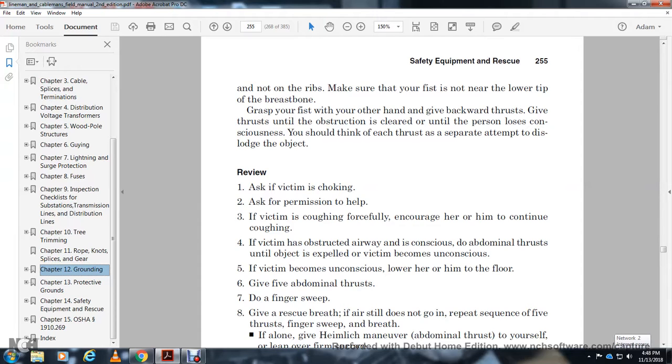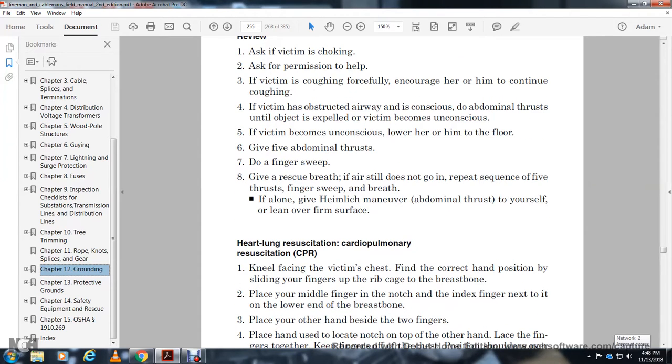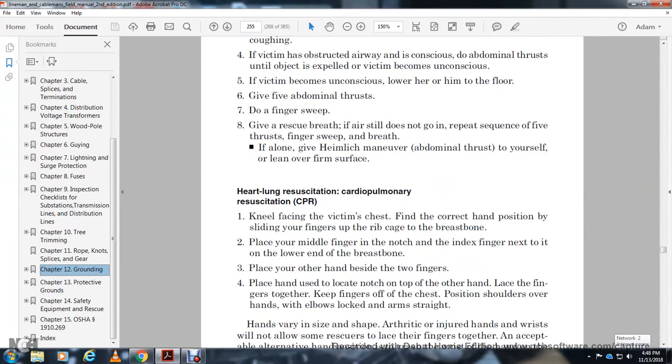Review: ask for permission to help if the victim is choking. Forcefully encourage them to cough, and continue to give abdominal thrusts until the object is expelled. If the victim becomes unconscious, lower them to the floor. Give five abdominal thrusts and a rescue breath. If the air doesn't go in, repeat the sequence of five thrusts and finger sweep. If alone, give the Heimlich maneuver to yourself over a hard surface. Next, cardiopulmonary resuscitation.